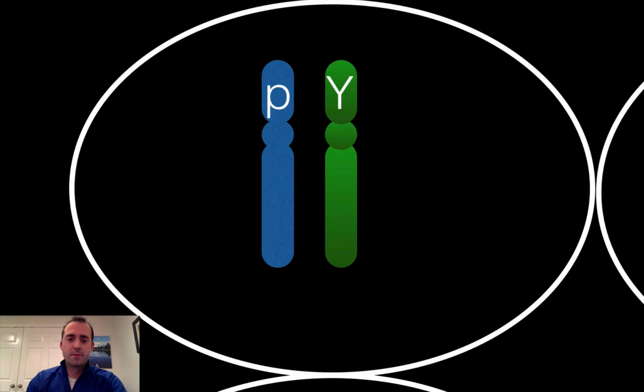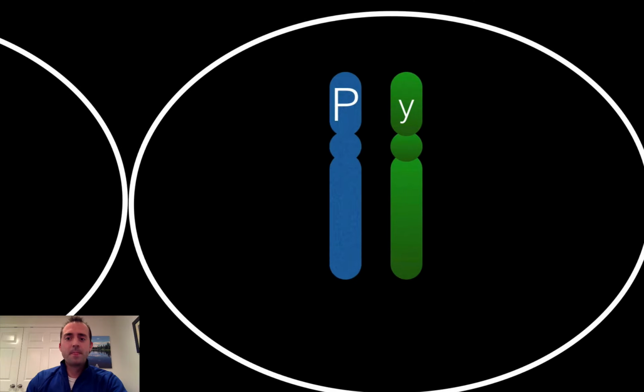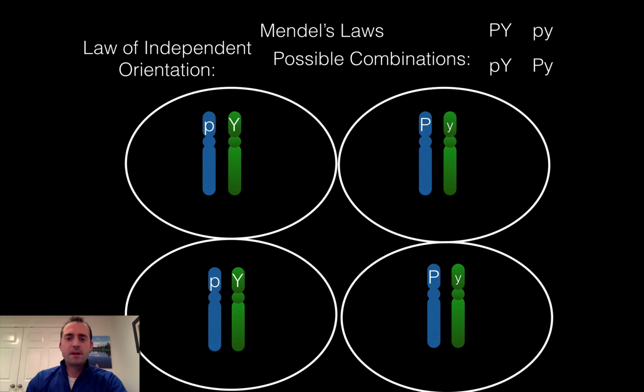On the left, we have little p, big Y. These gametes carry a white flower gene and a yellow seed gene. On the right, we have big P, little y. These gametes carry a purple flower gene and a green seed gene. So we can see, because of the way those chromosomes lined up, we can have four different possible combinations in the gametes from this parent.